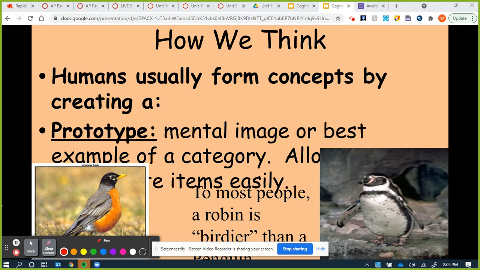Because penguins are not really prototypical of birds. So when we learn something new about a concept, we try to fit it with that prototype. If it fits, then we're assimilating. If it doesn't fit, then we have to accommodate.